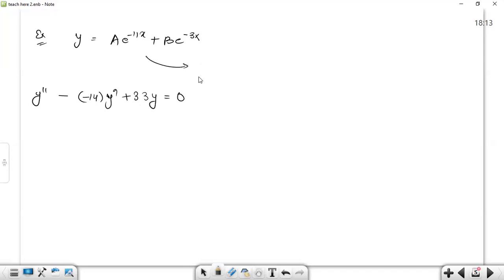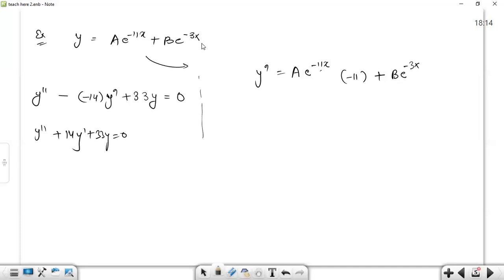Now let's prove this. So in the exam, you can just go for this answer: y double dash plus 14 y dash plus 33 y. In just one line, you'll be able to find out the answer. You will just see the options and take the answer using this formula. Now we have to prove that. So y dash will become a e raised to power minus 11x into the derivative of minus 11x, that is minus 11, plus b e raised to power minus 3x, the derivative of the exponential function remains the same, into the derivative of minus 3x, which is minus 3.